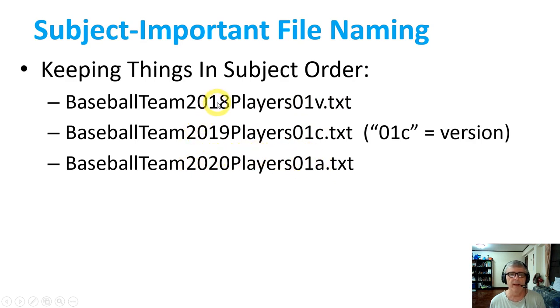So I can go back and I can say, here's the baseball team for 2018, here's the one for 19, and here's the baseball team for 2020. So it allows me to keep a history. I can easily find it because of baseball team, baseball team, baseball team.